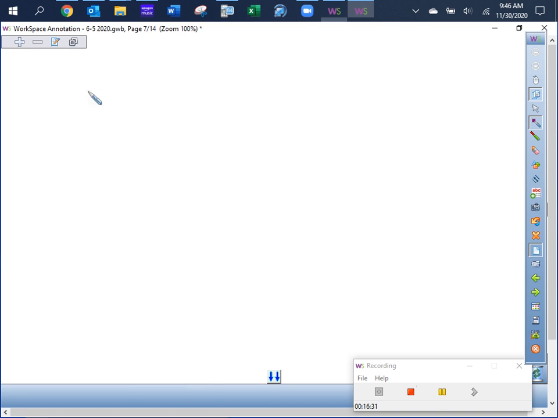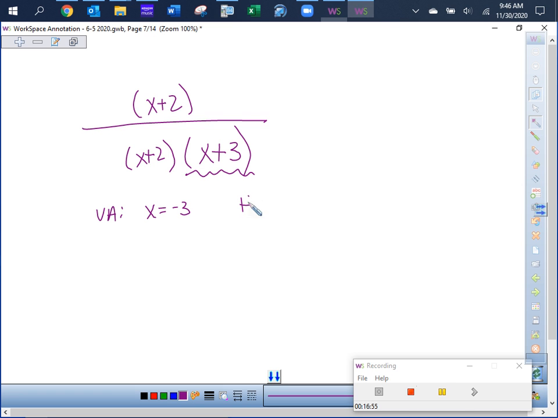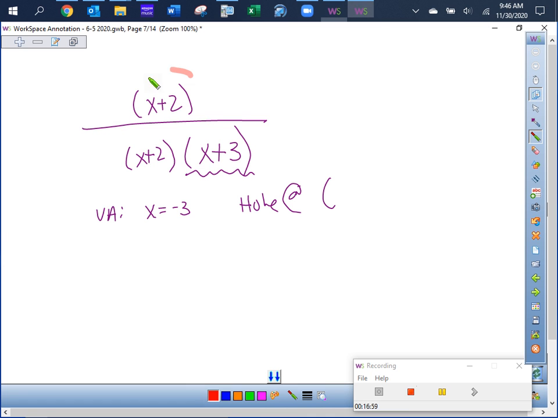So check this out. x plus 2 over x plus 2 times x plus 3. Is there a hole in this graph? Yes or no? Yes. Let's figure out the vertical asymptotes real quick. First of all, this one's going to give me a vertical asymptote, right? Where's that vertical asymptote going to be at? At x equals -3. And the hole will be at what value of x is our bad guy? -2 is the bad guy.